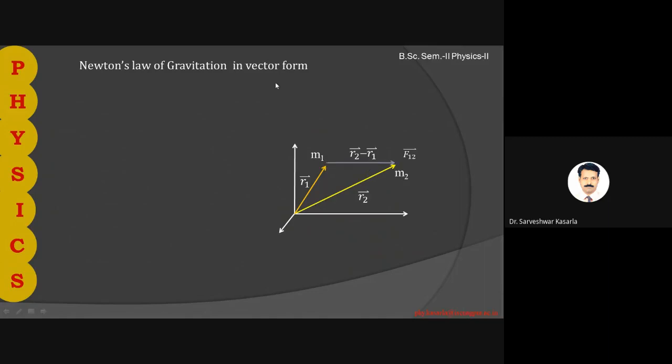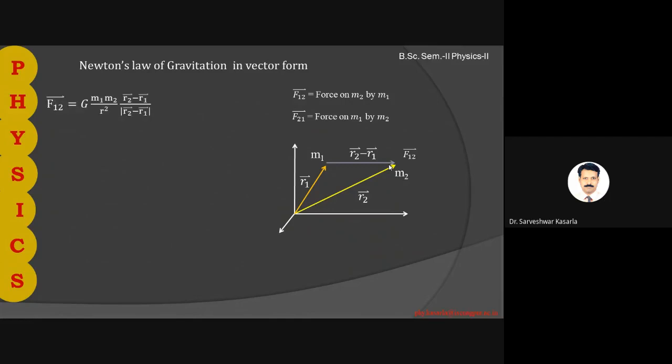Now here the force is attractive. That means m1 is attracted by m2 and m2 is attracted by m1. So this is pulling force. Okay. So let us define force. There are two forces. m1 is acting force on m2 and m2 is acting force on m1. So F12 is the force on m2 by m1, and F21 is the force on m1 by m2. F12 and F21, these are the equal and opposite forces, attractive forces.